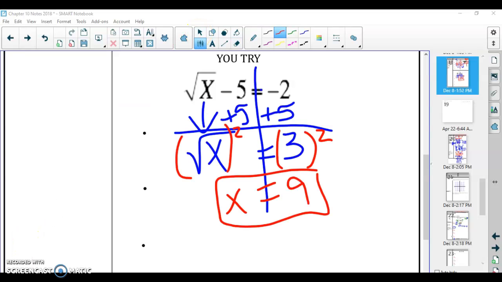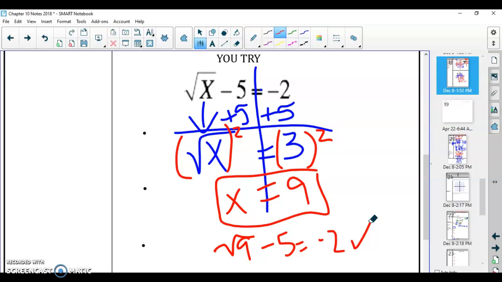So the answer is 9. If you didn't pause it and do it on your own, well, there's all the work. Pause it, figure out why it works. Now I'm going to check. So square root of 9 is 3 minus 5. Does that give me -2? Yep, check. It works. Okay, so those are the simple ones.